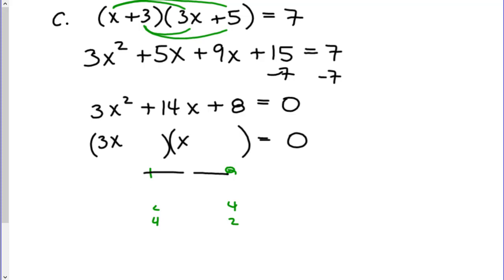All right, whoops, I meant to erase those. Oh well. So 2 and 4. So 3x and 4 gives me 12. 2 times x gives me 2x. Those would add to give me 14x. So these will work. So I need plus 2 and plus 4.